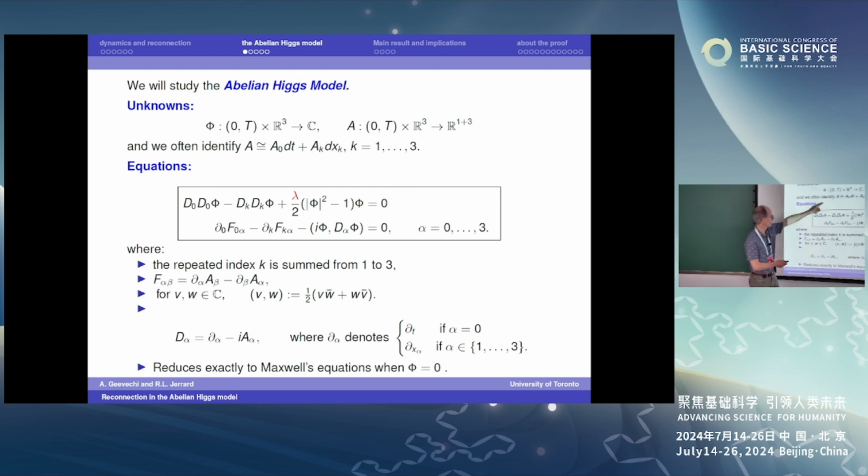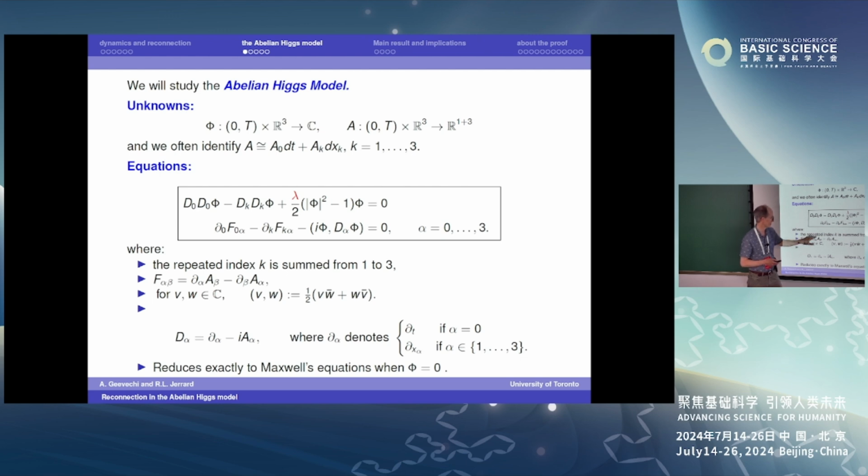So A appears when we differentiate: I differentiate in a way that involves this one form A, and so this is a covariant derivative. Then here we see the covariant second time derivative, the covariant Laplacian. And then there's a parameter lambda here, which I'll set equal to 1 in a second. Physically, A is a connection one form that generates the electromagnetic fields, and F_αβ are components of the electric or magnetic field. If either α or β is 0, those are components of the electric field. If α and β are both between 1 and 3, this is a component of the magnetic field.